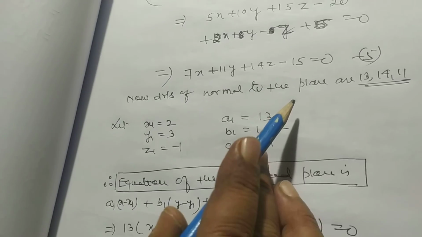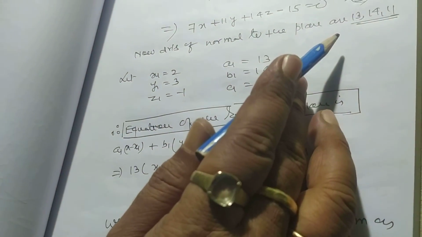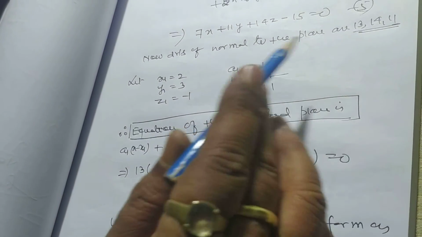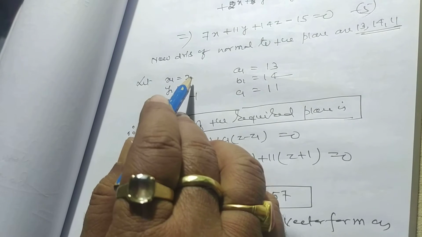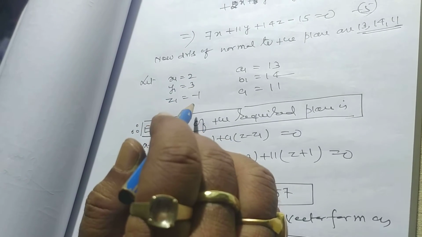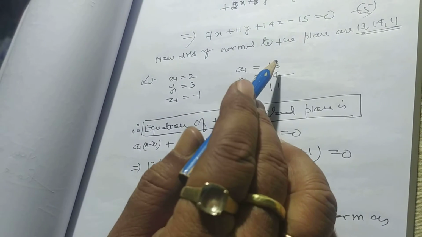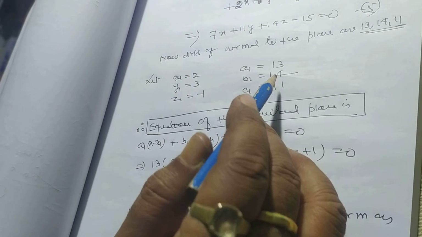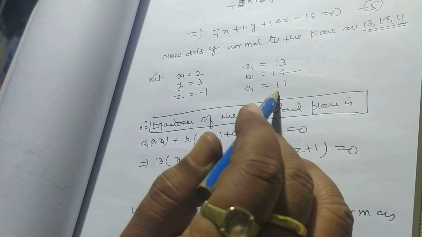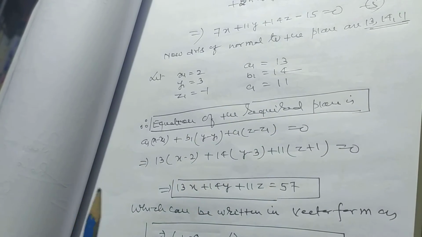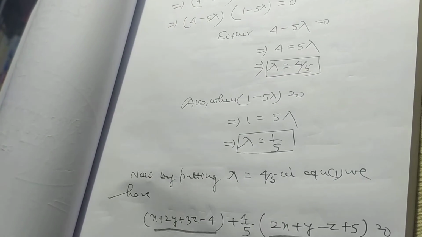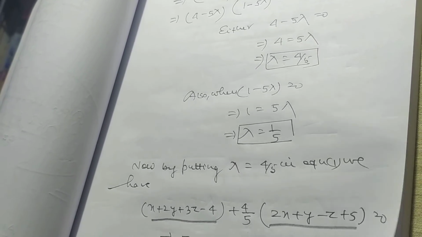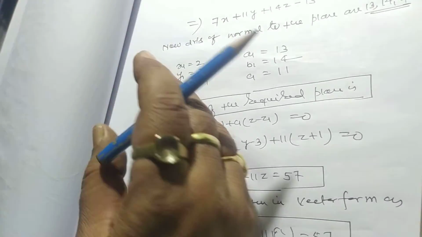Now the direction ratios of the normal to the plane are 13, 14, 11. And x1 is equal to 2, y1 is equal to 3 and z1 is equal to minus 1. a1 is equal to 13, b1 is equal to 14 and c1 is equal to 11. Here, see this: 13, 14, 11. These are the direction ratios of the plane.